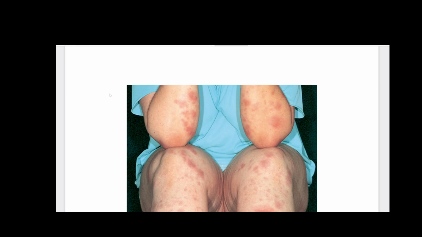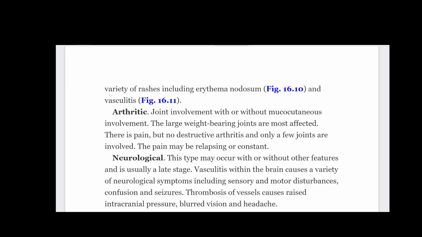and they can develop 1 or more of 4 patterns of disease. Mucocutaneous. Oral aphthae are the most consistent feature, are not distinguishable from common aphthous stomatitis and may be of any of the 3 types. There is often genital ulceration and a variety of rashes including erythema nodosum, Fig. 16.10, and vasculitis, Fig. 16.11.